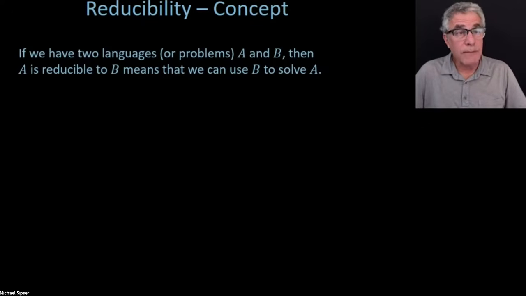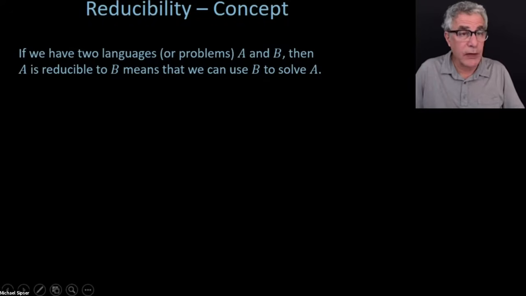Okay, so the concept of reducibility is that we say one problem is reducible to another. Say A is reducible to B. It means that you can use B to solve A. That's what it means for A to be reducible to B. Okay, so I'm going to give a bunch of informal examples of that, or easy examples of that, and then we'll start to use it for real.